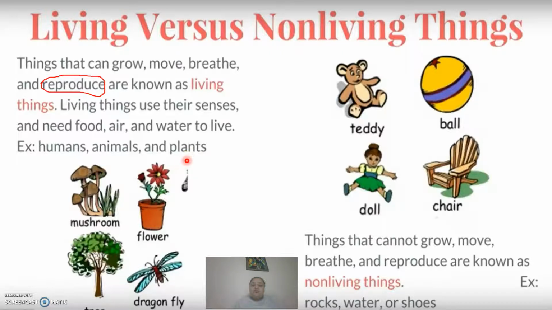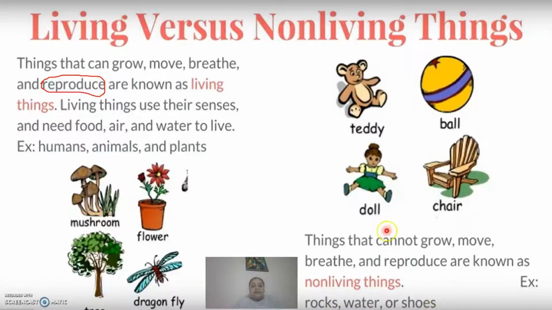Now, if we go to non-living things, non-living things are those things that cannot grow, they cannot move, they cannot breathe, and they also cannot reproduce. That means they cannot produce young ones of their own kind. So they are called non-living things. And examples of non-living things are rocks, water, and shoes.